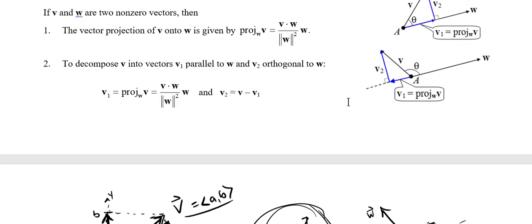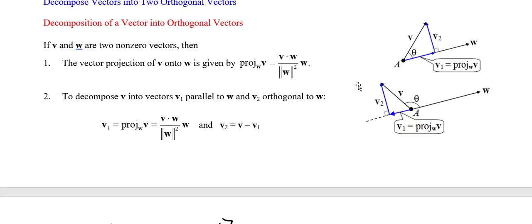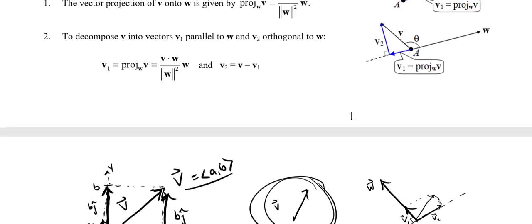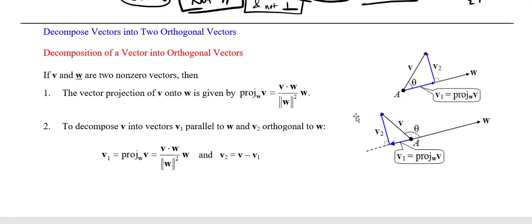So let's see. We've got formulas for how this is going to work out. Let me break this down a little bit more. Up here, and the picture's already given, we call the vector projection of v onto w. It's given by this formula. We'll see where that comes from, but this is the picture we're thinking of.